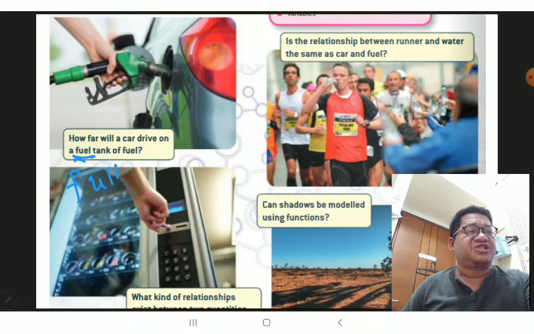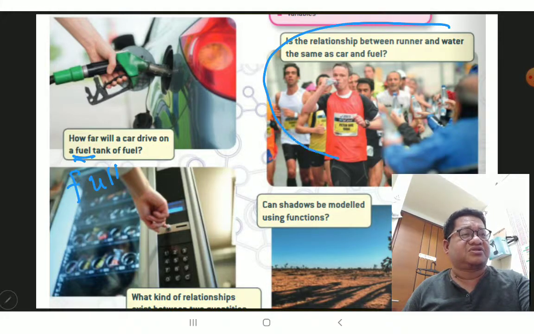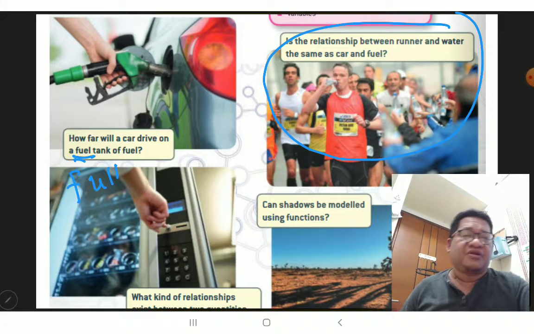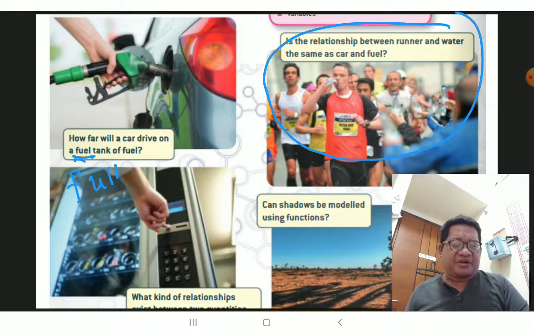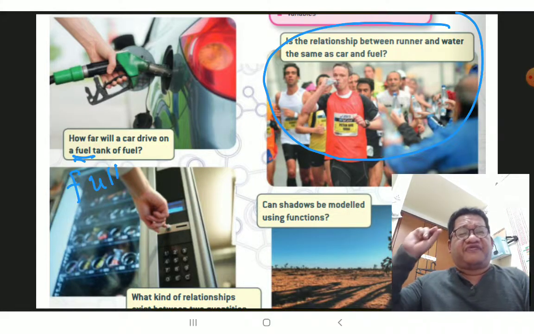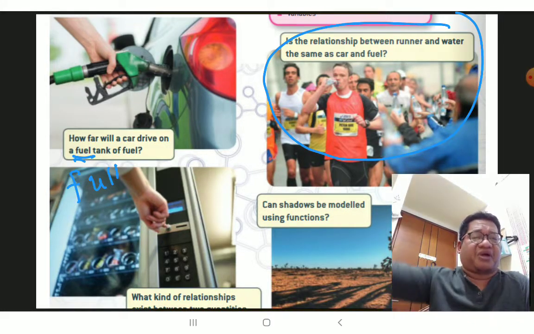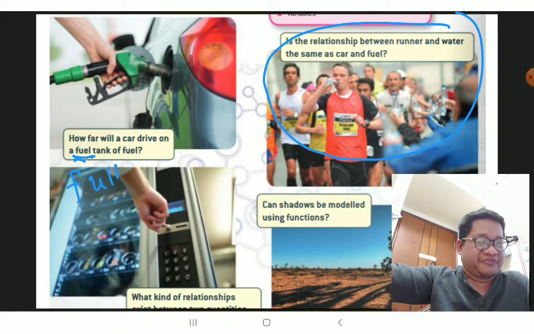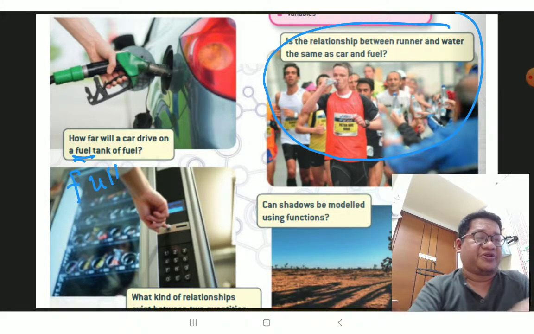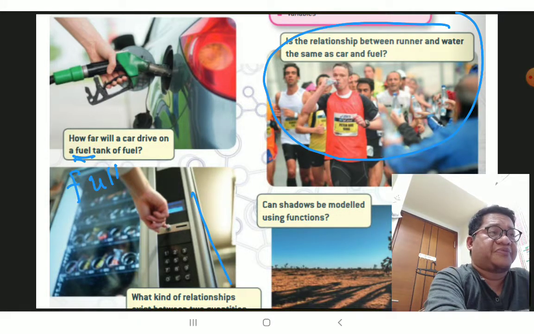Is the relationship between a runner and water the same as a car and fuel? What's the relationship between the car and fuel? If you have a lot of fuel, then you can travel longer. Does it mean that if you drink a lot of water, you can run longer? It's up to you to think about it.